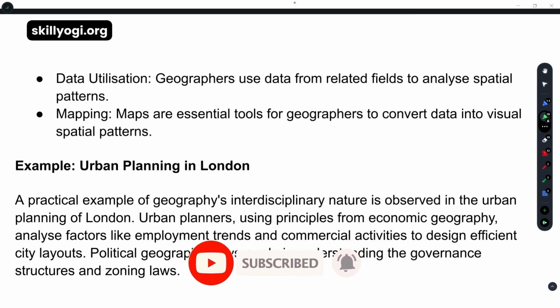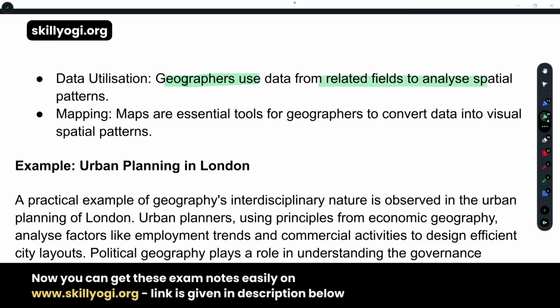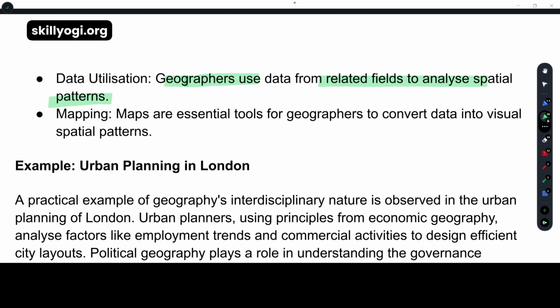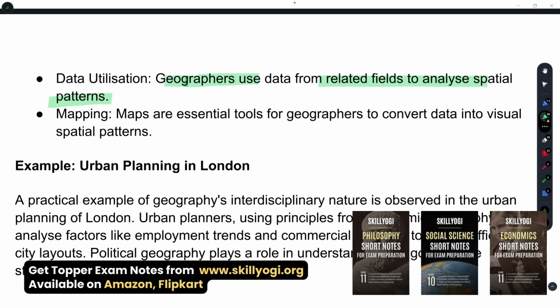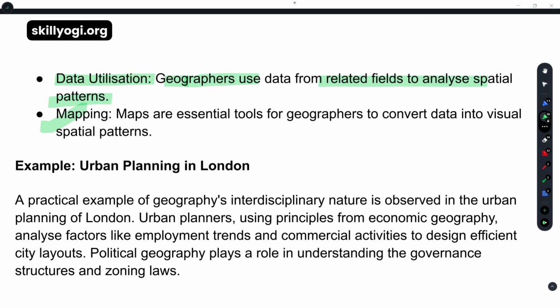Data utilization, what is written? Geographers use the data from related fields to analyze spatial patterns in different places, in specific places. Why are these vegetations found? Why are these kinds of crops grown in these kinds of areas? Those questions and the answers are given by geography. So that is called data utilization. And last is mapping. Maps are essential tools for geographers to convert data into visual spatial patterns.